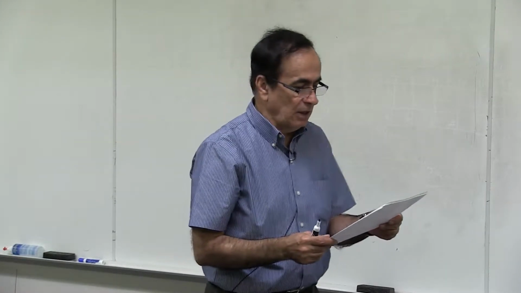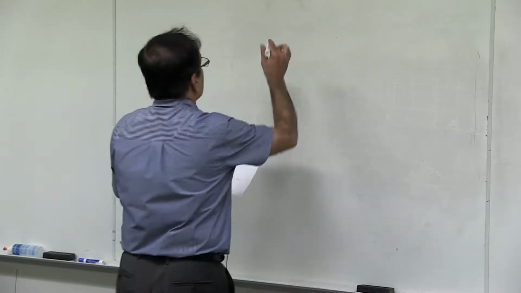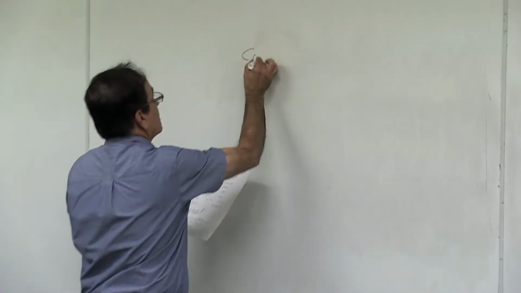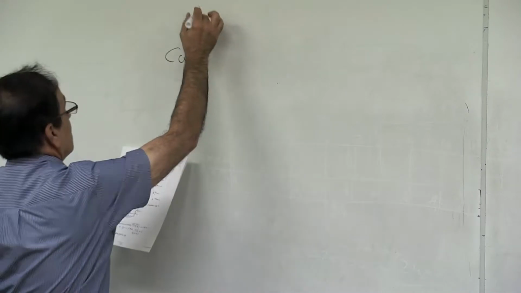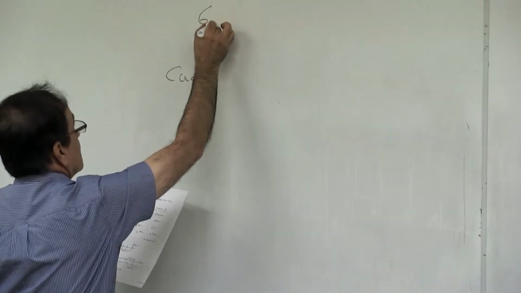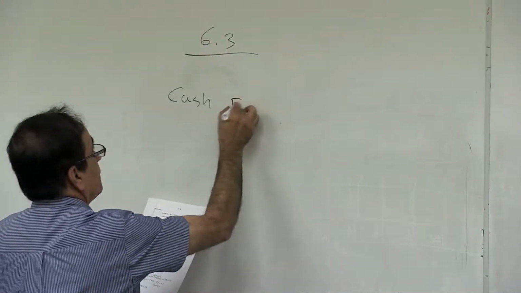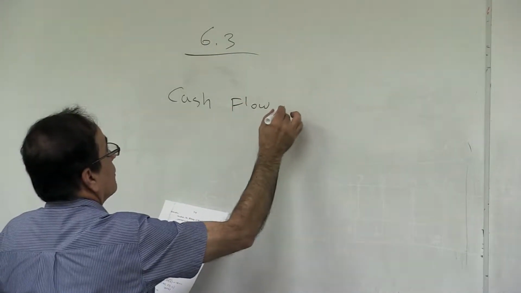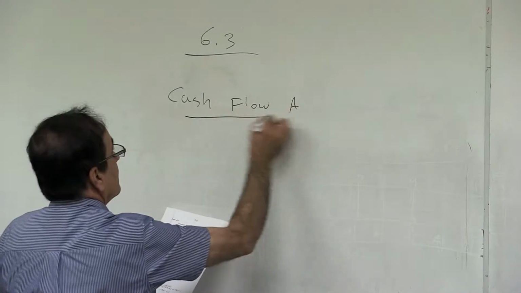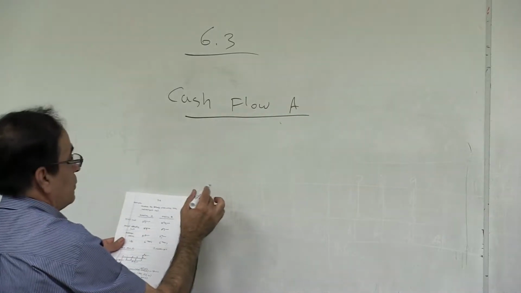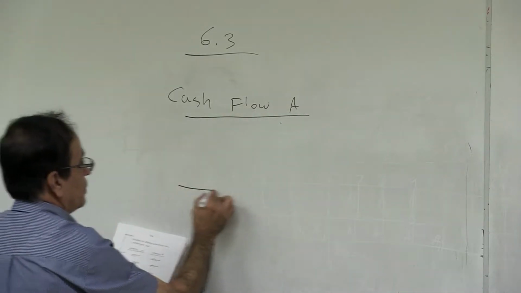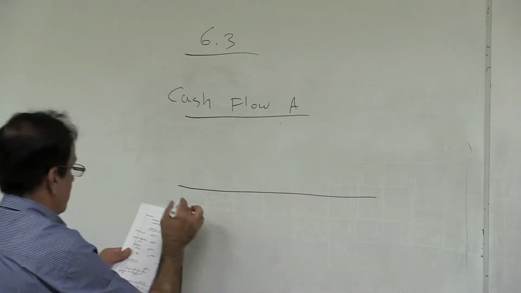So I'm going to start with alternative A. I'm going to show the cash flow diagram. By the way, this is problem 6.3 here. So the cash flow diagram for alternative A, we do have to do only for one cycle. We don't need it for multiple cycles.